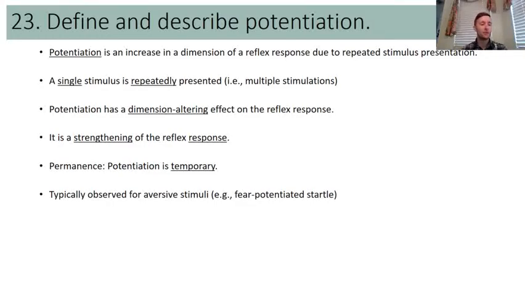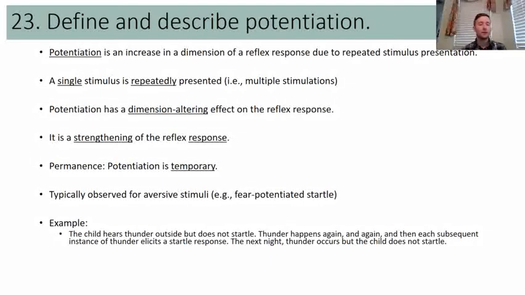Potentiation is typically observed for aversive stimuli, such as in the experimental paradigm called fear-potentiated startle. Now here's an example. The child hears thunder outside but does not startle. Then thunder happens again, and then each subsequent instance of thunder elicits a startle response. The next night, thunder occurs but the child does not startle. Well, that's because the potentiation is temporary.